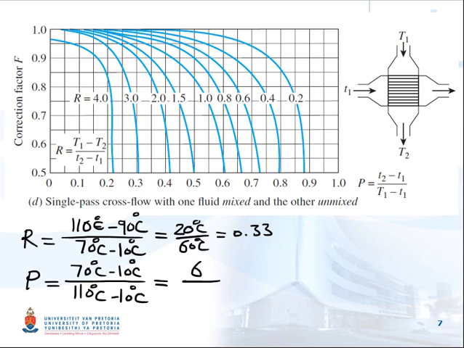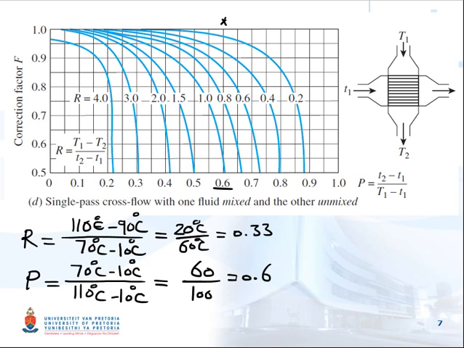So it will be 0.6. Now we need to go back to this figure and see if we have those values. 0.6, that's fine, we have it, so it's this line. Everything will happen on this line. So very simple. But for R, we can see here that we have for 0.2 and R 0.4.